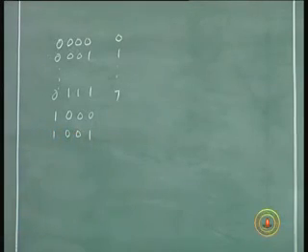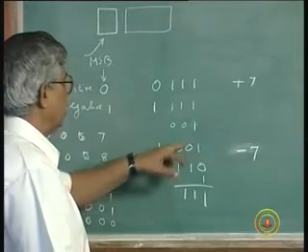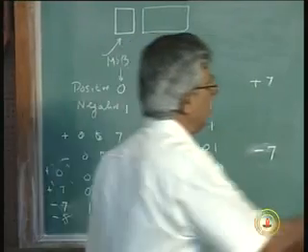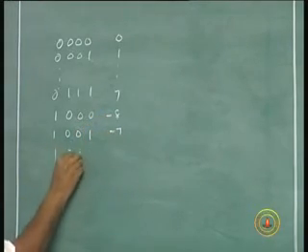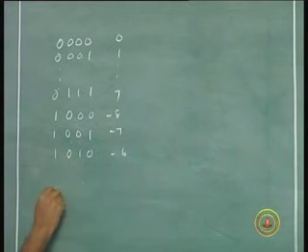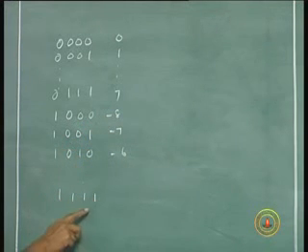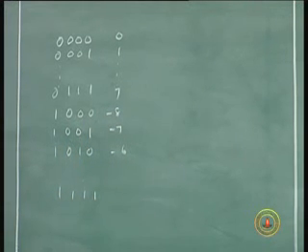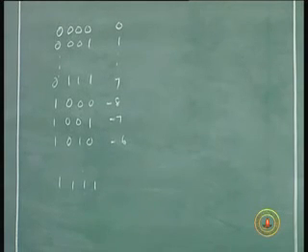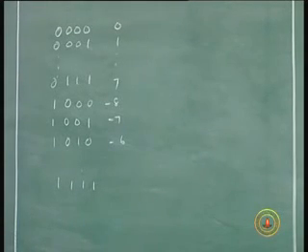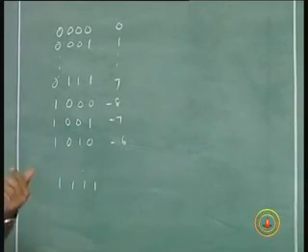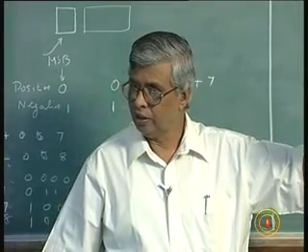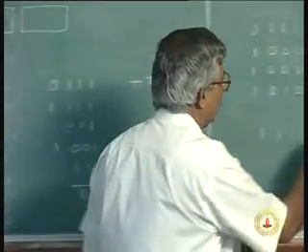What is this number? Minus 8. This is 8, minus 8, minus 7, minus 6. This will be what? 1 1 1 1, minus 1, because if you take the 2's complement of this, 1 1 1 will give a 0 0 0 1's complement, add 1 to it, becomes 0 0 1, so minus 1.